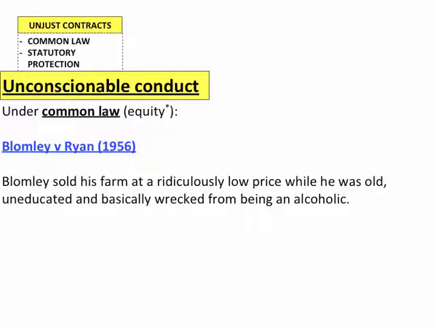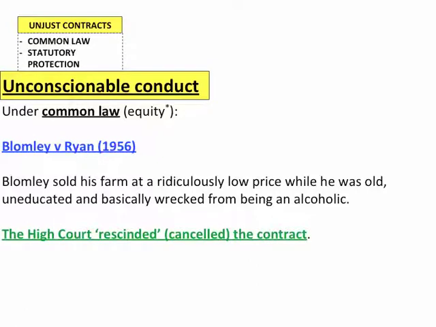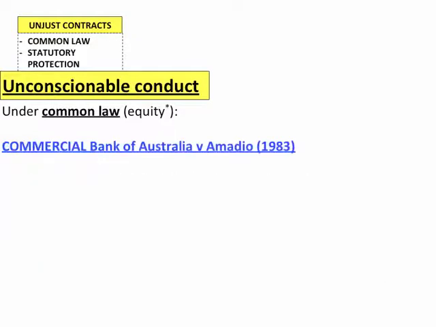So by taking advantage of that, the High Court considered it to be unconscionable, and they cancelled the sale of the land. They cancelled the sale of the contract. The other case that all the markers are going to know is the Commercial Bank of Australia and Amadio.